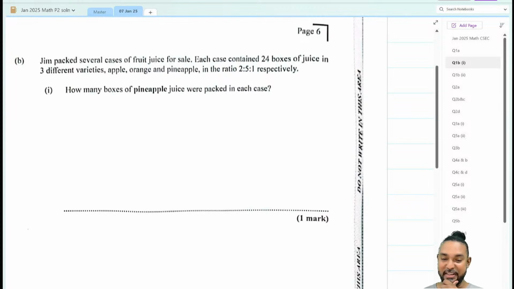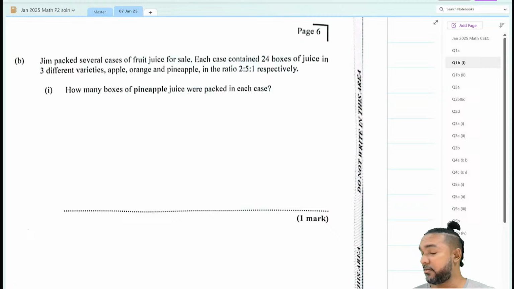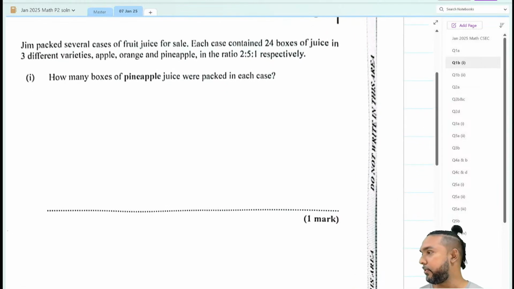So Jim packed several cases of fruit juice. All right, is it ticking or is it just me? It's ticking? Seriously? Okay, I didn't know that. Sorry about that. I'm not sure how to help. It did say an unstable internet connection, so not sure.